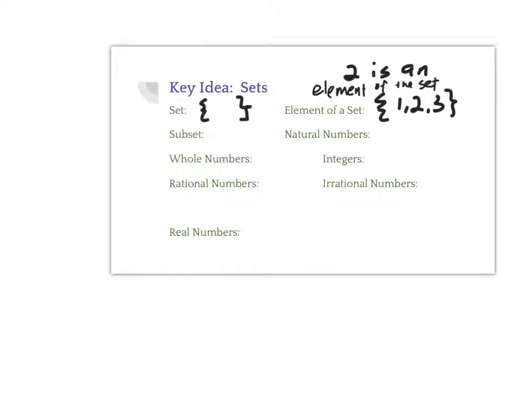So a subset is just a set where every element of that set is also in another set. So for instance, the set subset. Let me make that a little bigger.